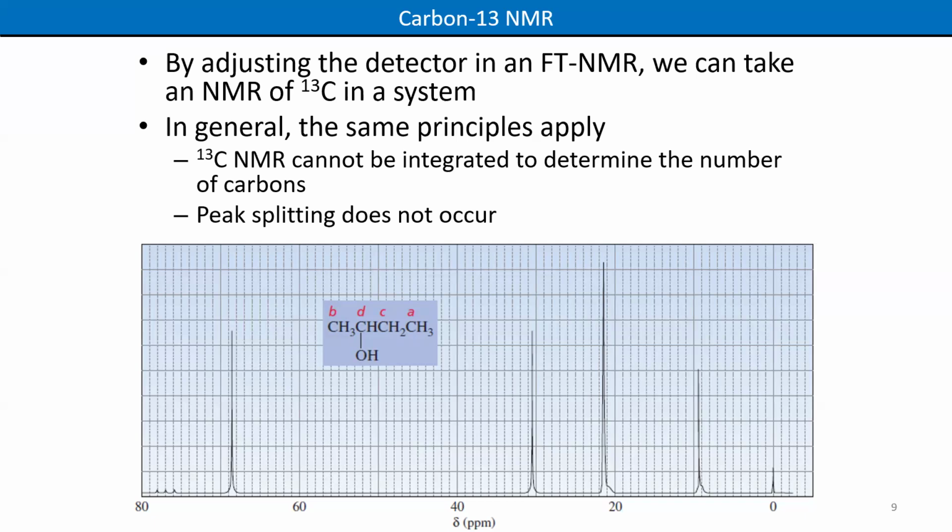But as mentioned, we can't integrate and we don't see peak splitting. So a carbon 13 NMR will just look something like this. You get a bunch of peaks. The number of peaks depends entirely on how many carbons you have. The other thing is that oxygens won't show up. So we don't need to worry about the nitrogen protons or the oxygen protons because they're not going to show up in carbon 13 NMR at all.